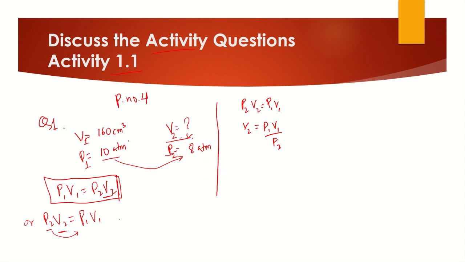Now we can substitute all these values into this equation. So V2 is equal to, the P1 here is 10 atm into V1 is 160, and the P2 here is 8. So 160 into 10, we get 1600. Divide by 8, we get 200. So our final volume V2 is 200 and the unit here is centimeter cube.